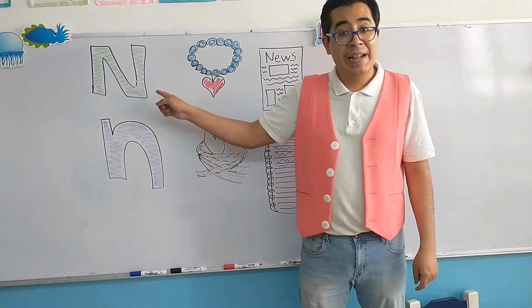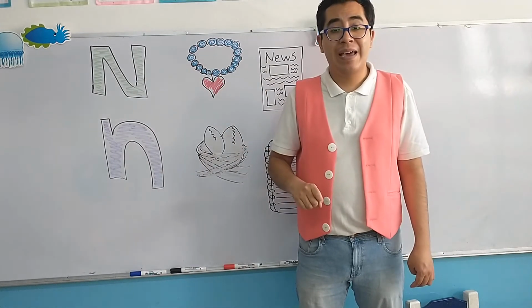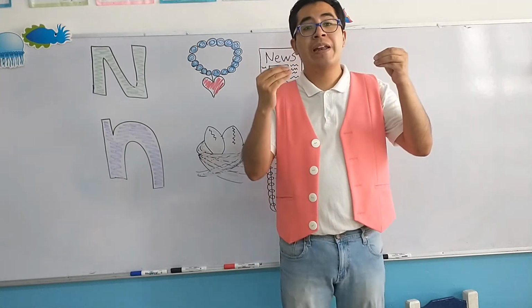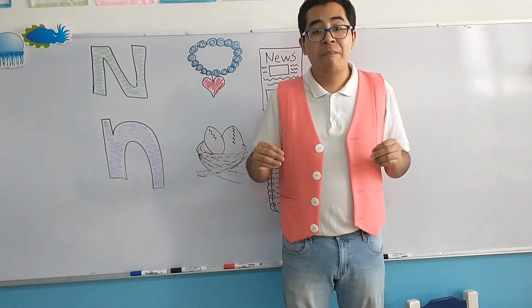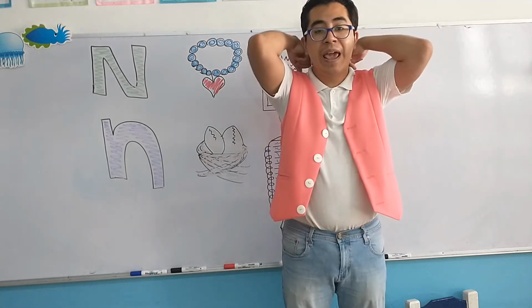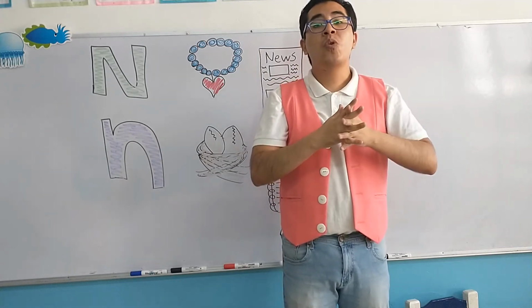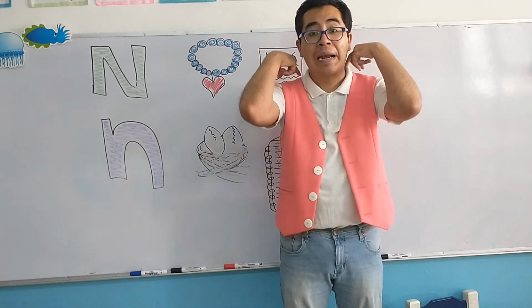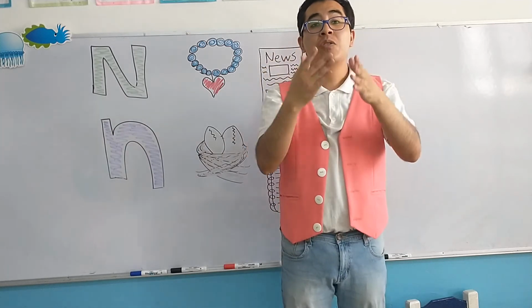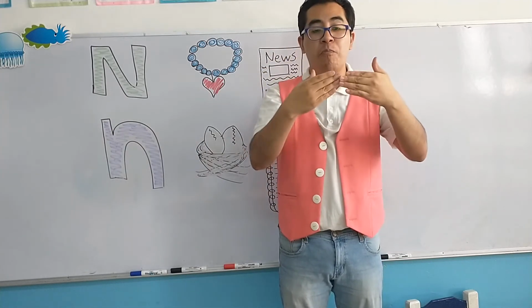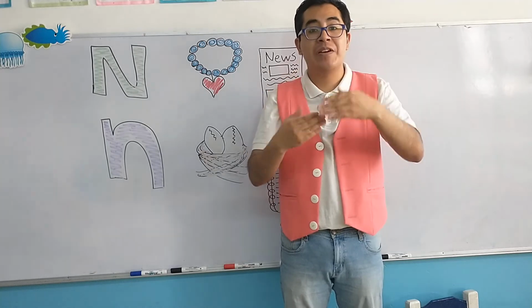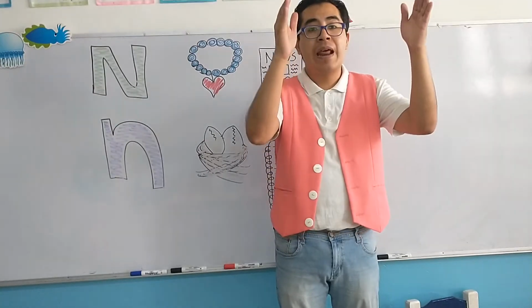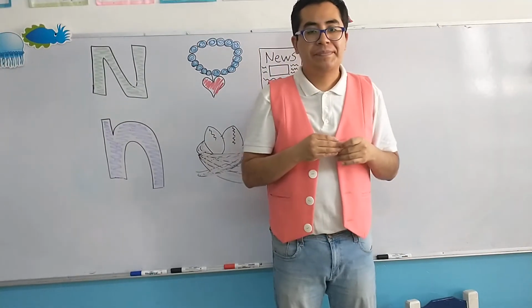For capital N, we have the necklace. Now, the necklace is an accessory that women wear around the neck. Necklace, un collar, es un accesorio que las mujeres utilizan alrededor de su cuello to look beautiful, to look pretty, para verse hermosas, para verse más bonitas. Okay? Very good. So, remember, necklace, collar.